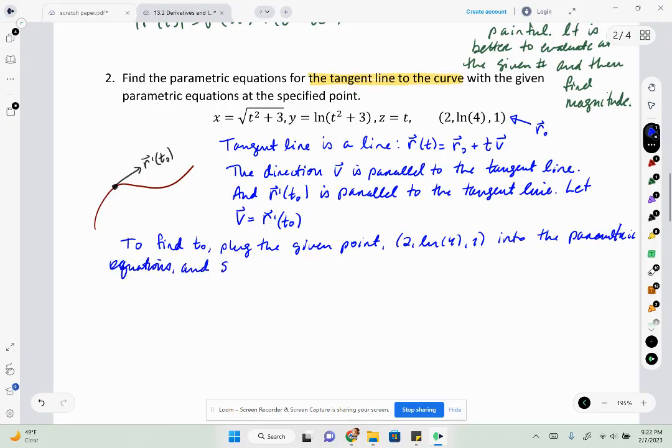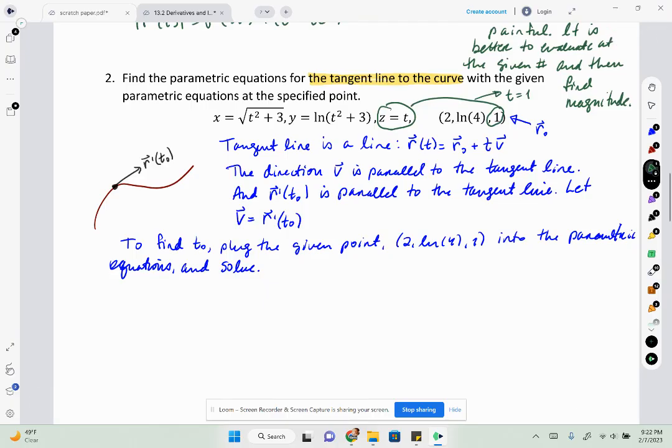And solve. Now, it's actually not too big of a stretch because we've got one component that is super nice, z equals t. And in the point, z is equal to 1. So this tells me that t is equal to 1. I can check it in the others.